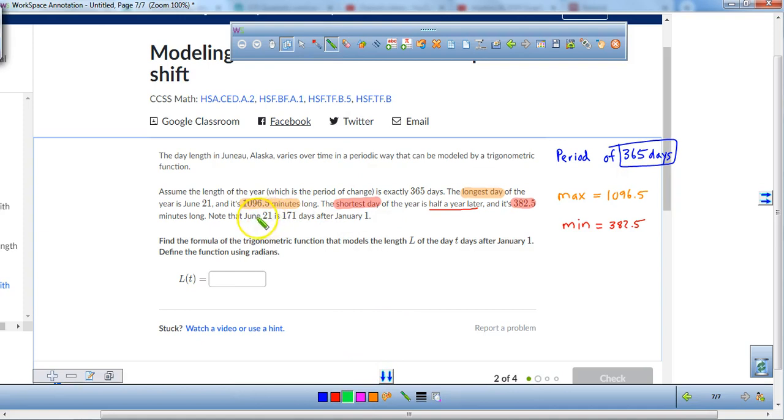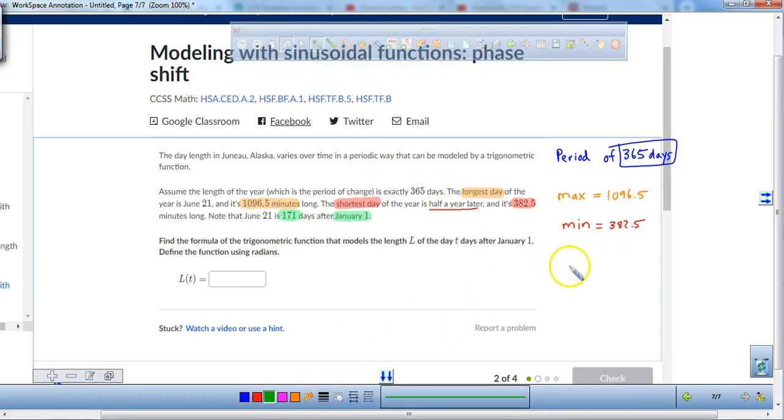All right, and then the last piece of information that's going to be helpful for us is this piece right in here. It says June 21st is 171 days after January 1st. Now that's going to help us with our phase shift. All right, so we're actually going to make a cosine function, and our phase shift is going to be 171 days.